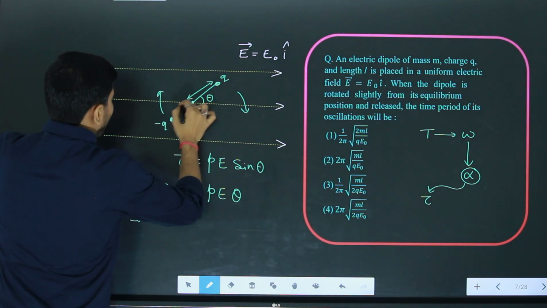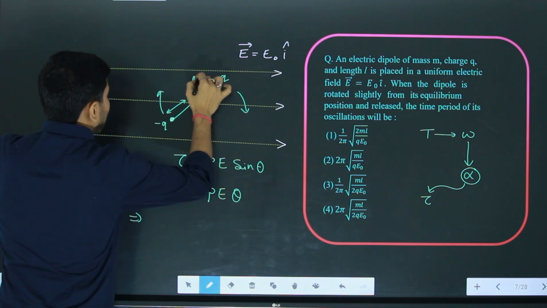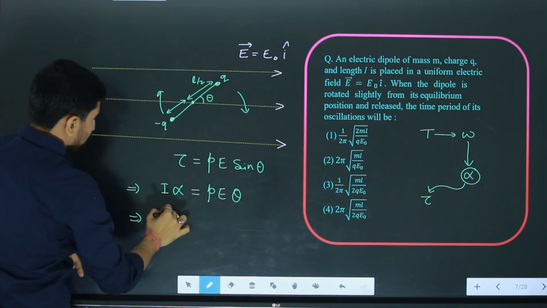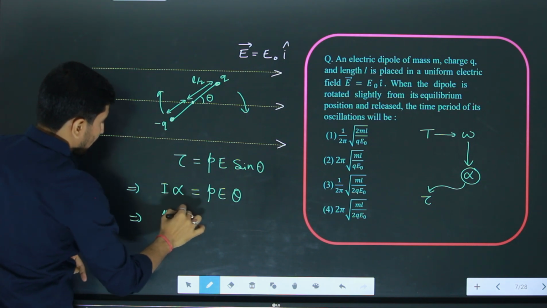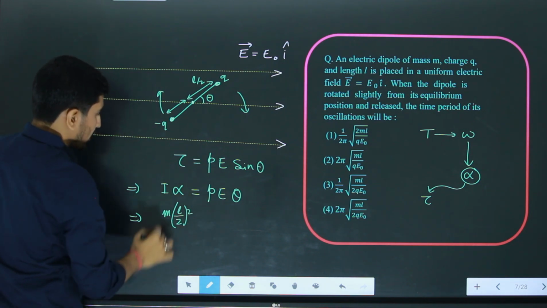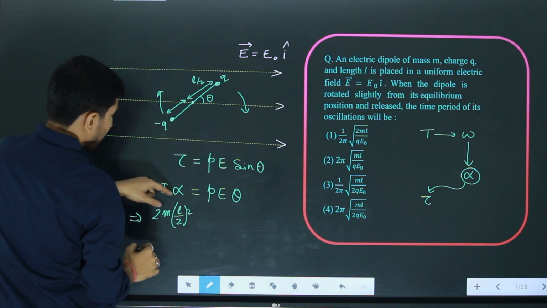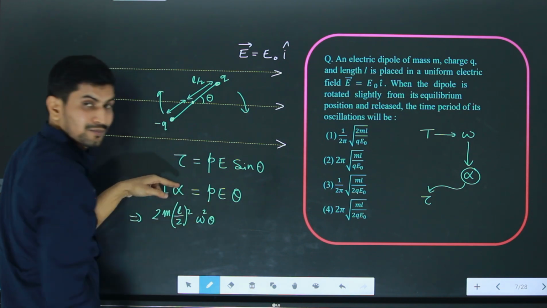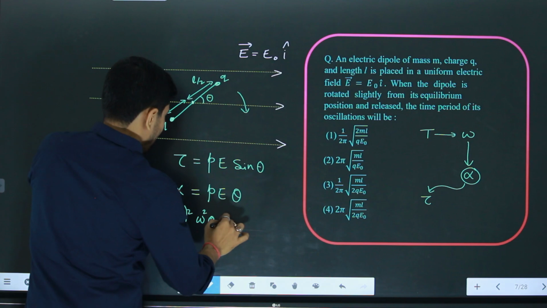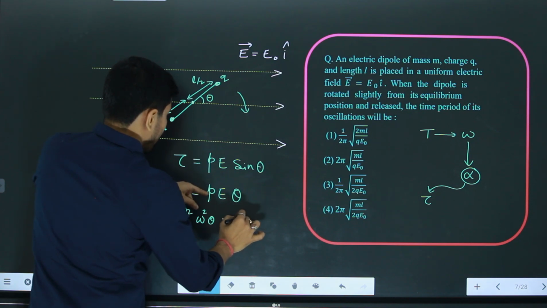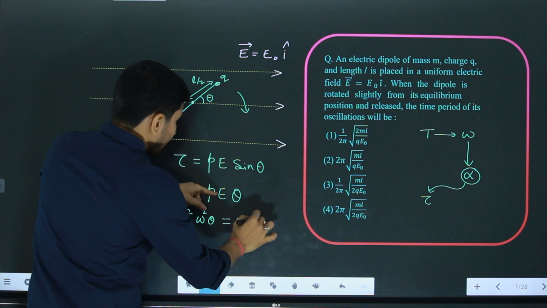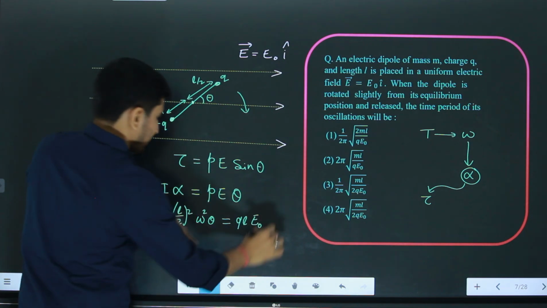From the center of the dipole to the particle, the distance is equal to L by 2. So the moment of inertia of each particle will be m multiplied by distance squared, but there are two particles, so 2. Alpha is written as omega square multiplied by theta. Okay, and then what is the dipole moment? Dipole moment is the amount of charge multiplied by dipole length, and the electric field's magnitude is E naught, and this is theta.